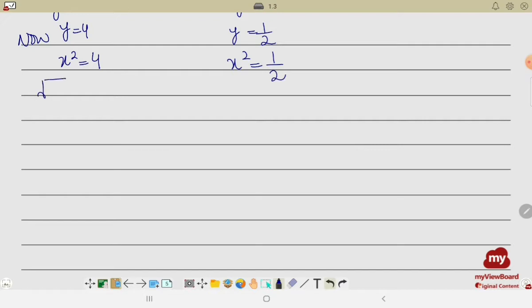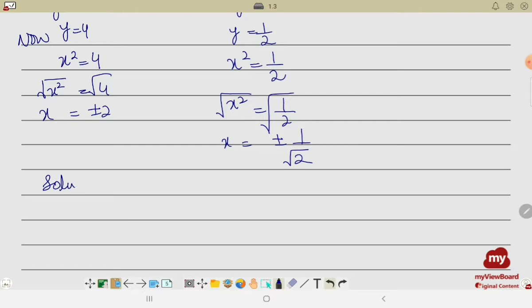So taking square root on both sides, x equals plus minus 2, here also we'll take square root on both sides, we'll get x equals plus minus 1 by under root 2. So at the end we have to write down the solution set. Plus minus 2 we can write collectively with both signs. So this is the solution of the equation.